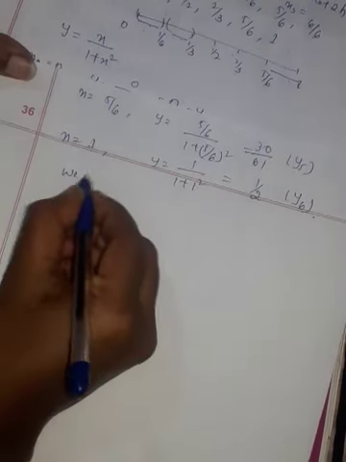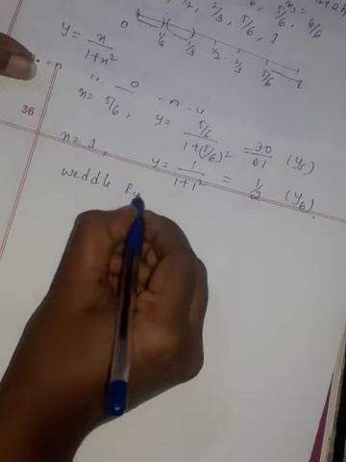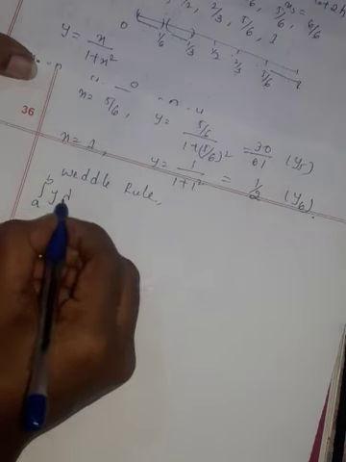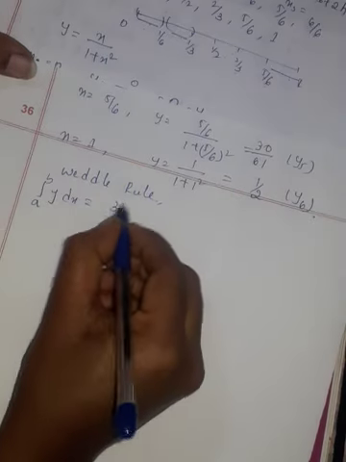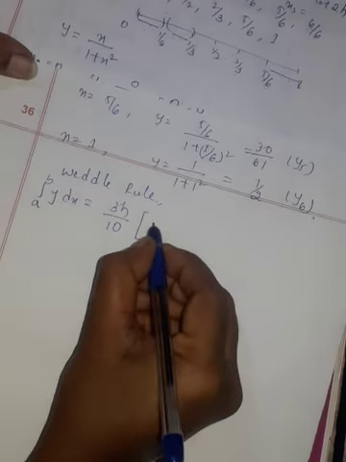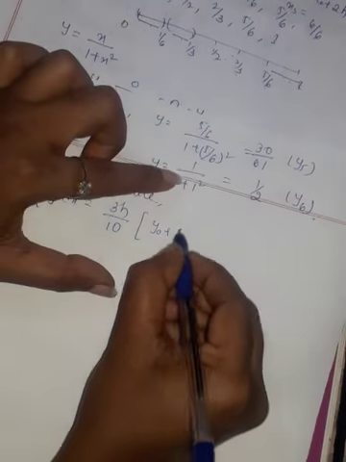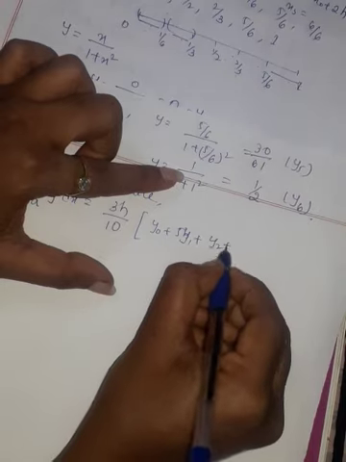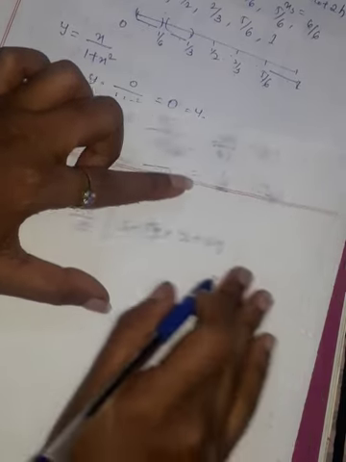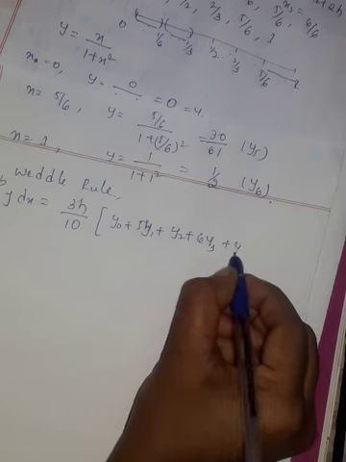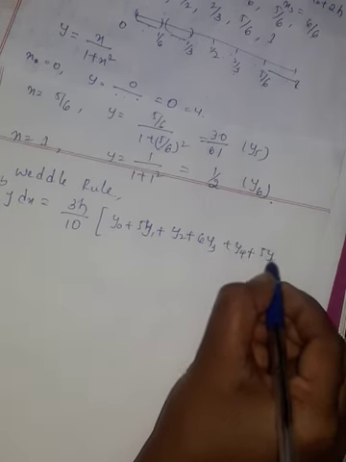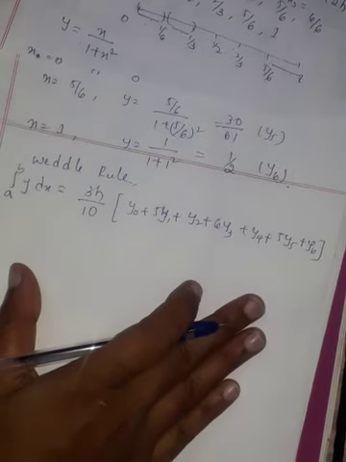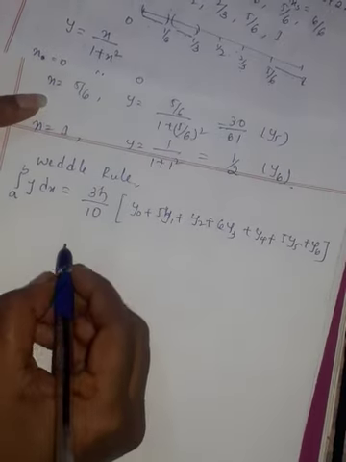So first let us write Weddle's rule. In general it is given as integration from a to b, y dx is equal to 3h divided by 10 into y0 plus 5 y1 plus y2 plus 6 y3 plus y4 plus 5 y5 plus y6. This is our Weddle's rule or Weddle's formula. Now put all the values here.